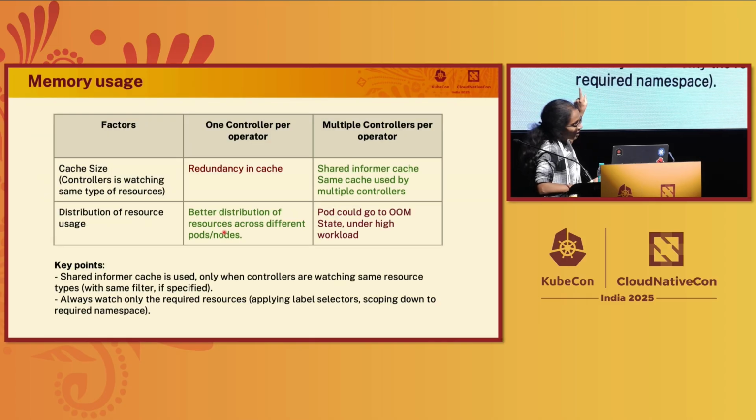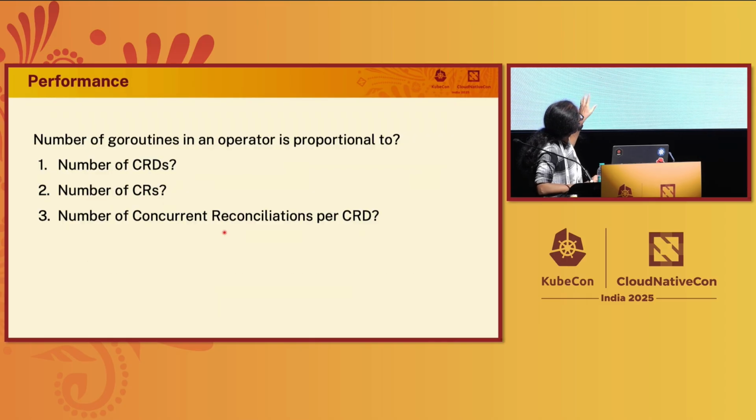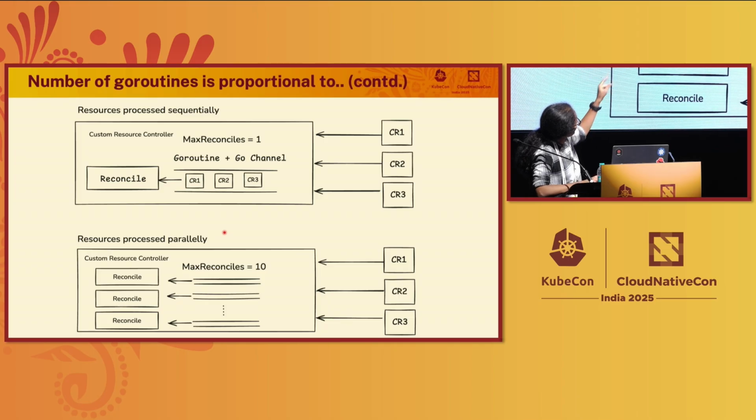That's about memory usage. Coming to performance, before I talk about the statistics of performance, another thing that you saw in the diagram is the number of Go routines. For that, I have some statistics. Here, these are two different use cases. There is your reconciler function.